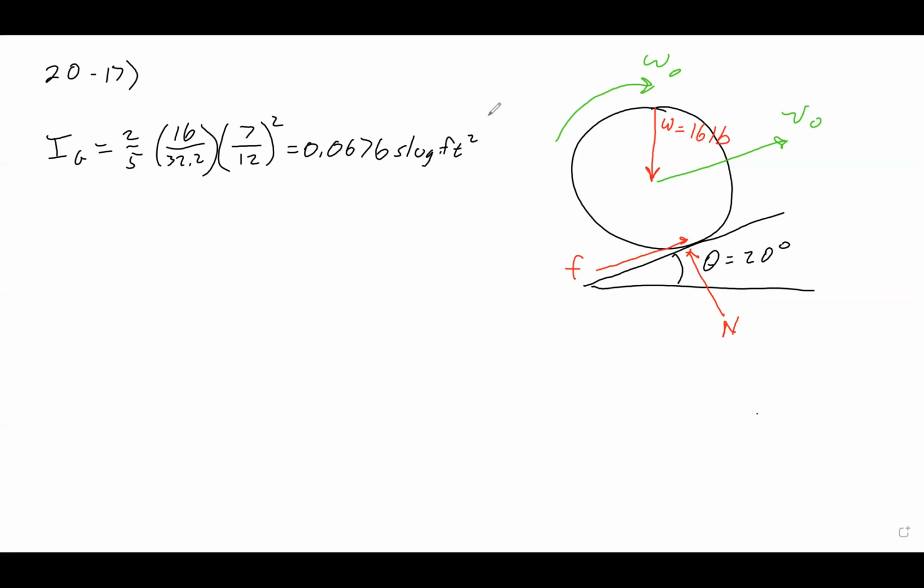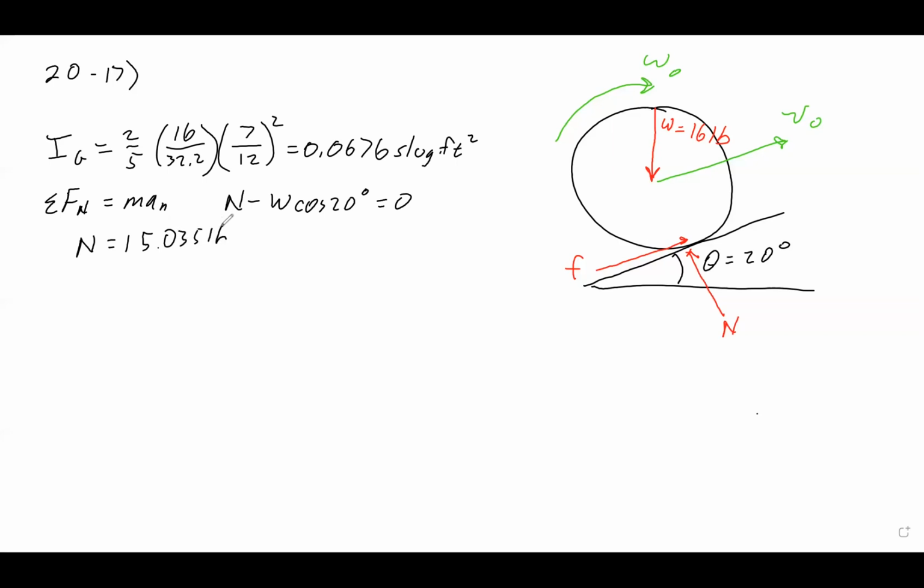Okay, and then we need to figure out what the frictional force is, because that is a force that is going to be part of the angular momentum calculation. So we will do a sum of forces in the normal, and that will be equal to the normal force minus the weight, but just the normal component of the weight, so cosine 20, equal to 0 because this sphere is not going to be leaving the ramp.